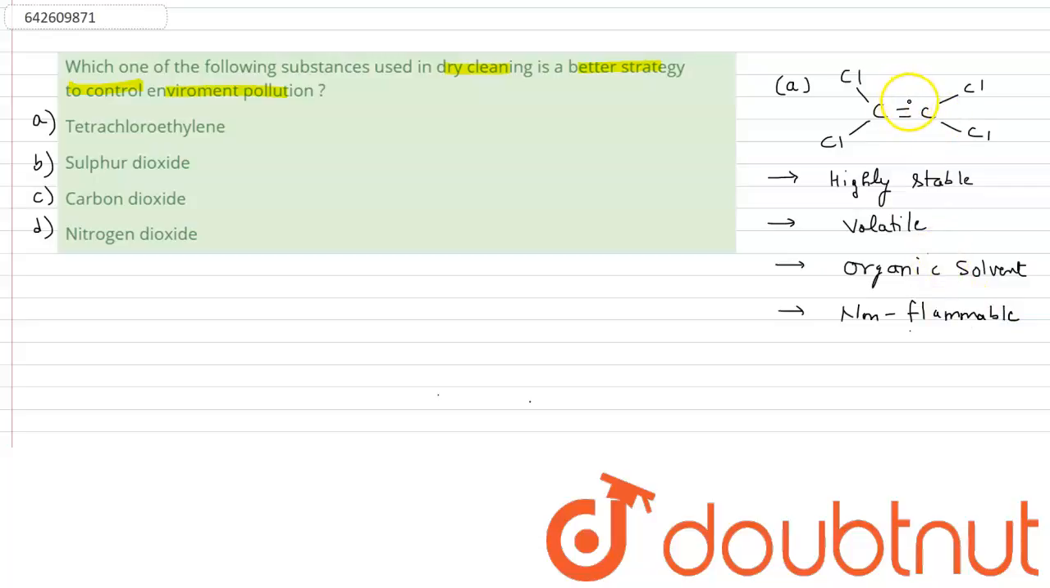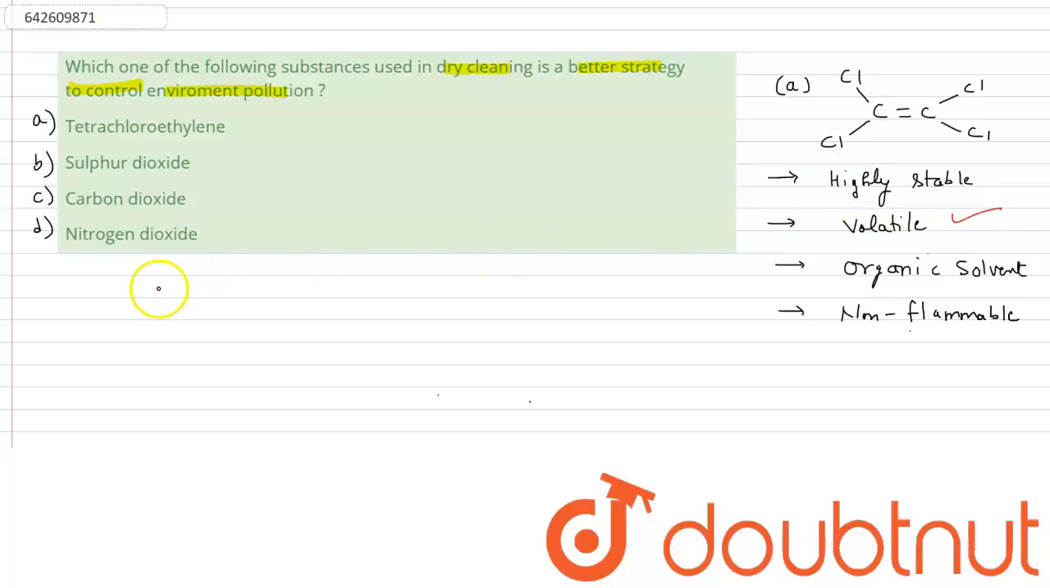So I think this is the compound which can be used for dry cleaning. Because it is highly stable, that means it does not decompose into harmful compounds. It does not react with any other species, so it does not produce any environmental pollution. And it is highly volatile, so this is the best for dry cleaning. Since it is a liquid solvent and non-flammable, it is good for dry cleaning. I think this is the better strategy to control environmental pollution.